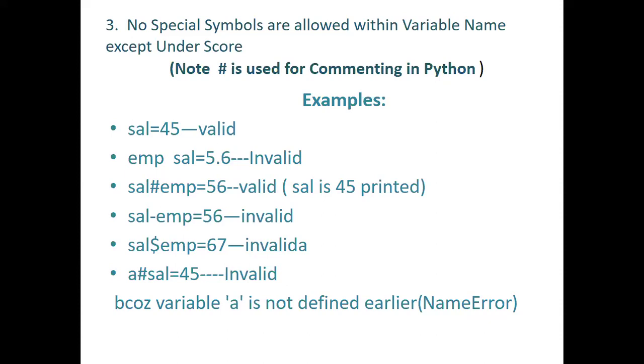Hash is used for commenting purposes. As I showed you yesterday also, salary = 45. But if I write employee salary = 5.6, it is not acceptable because here we are using a special symbol, that is space. If I write sal #employee = 56, although I am writing this, the hash is used for commenting purposes, so salary will be printed as 45 only.